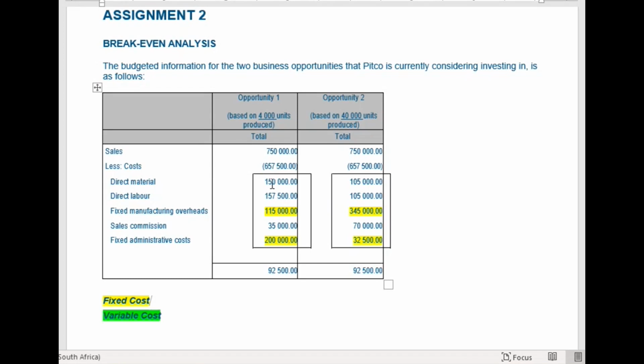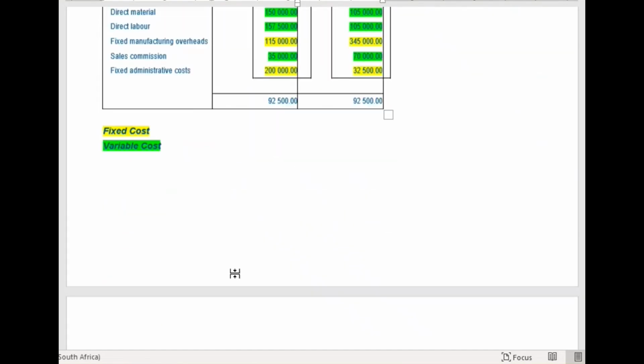Okay, so direct material is a variable cost. Direct labor, because they say it's direct, is a variable cost. And sales commission is a variable cost. Okay, so just take your highlighter and mark that immediately when you see that question in the test.